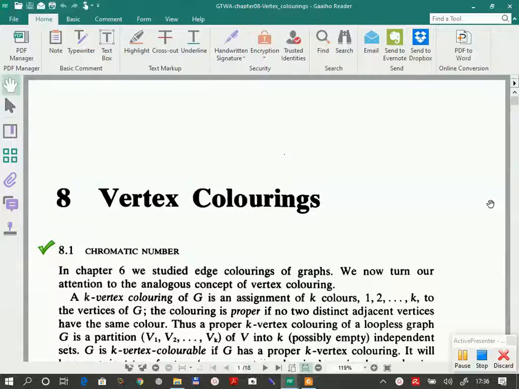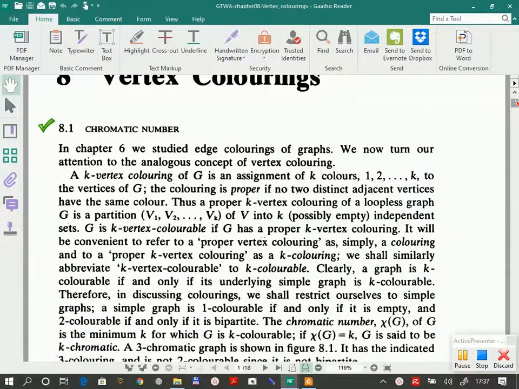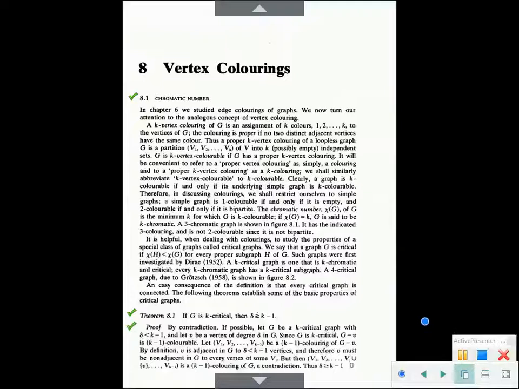Okay. And so you have that problem which gave rise to vertex colorings, which is now a full theory, and out of which also edge colorings came. So a K-vertex coloring of G is an assignment of K colors to the vertices. The coloring is proper if no two distinct adjacent vertices have the same color. Same thing as we saw in terms of edges, but here for vertices. Okay.